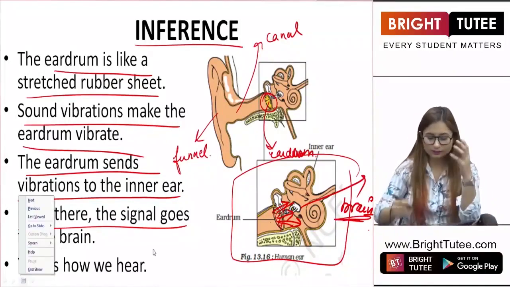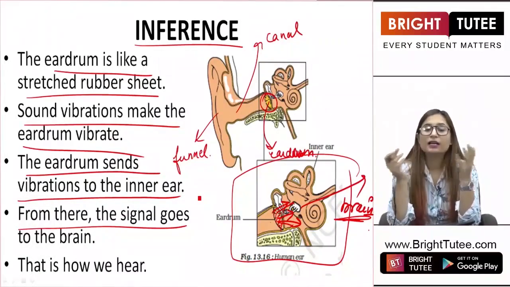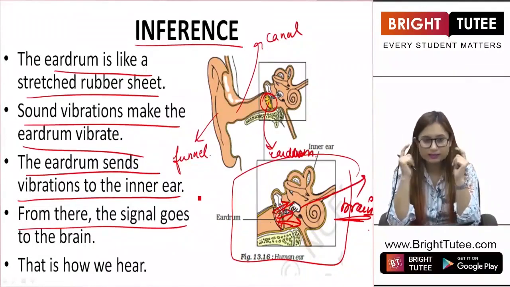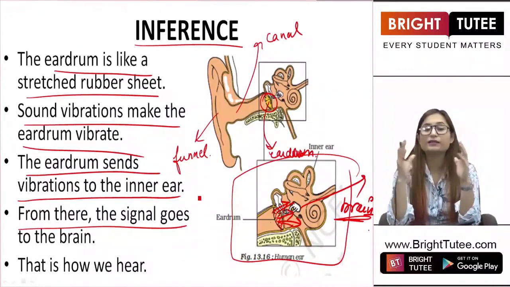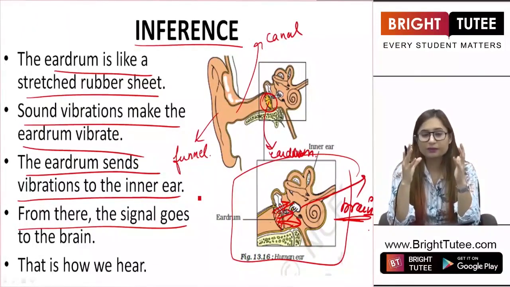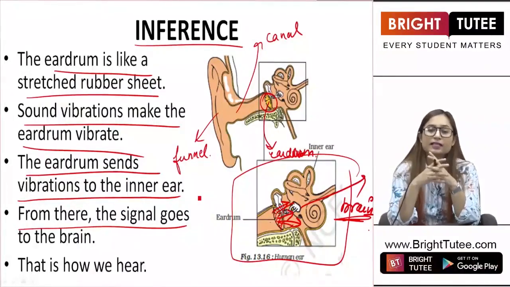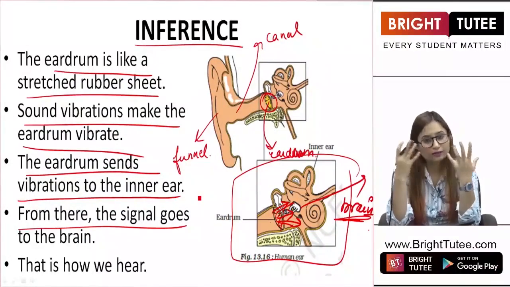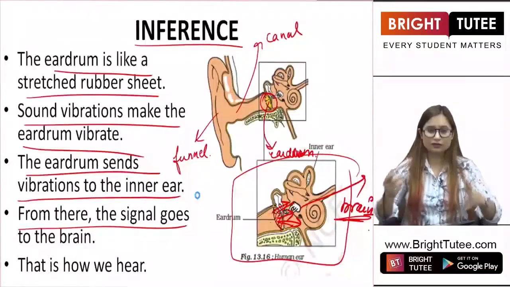So what did we learn? Basically, whenever a sound is produced, it reaches your ears to the funnel part, then it goes through the canal inside and it reaches the eardrum. This eardrum starts vibrating. As it starts vibrating, it sends signals to the inner ear, and this inner ear further sends the signals to the brain, which helps us make out the kind of sound that we're hearing, right? So this is how our eardrum functions.